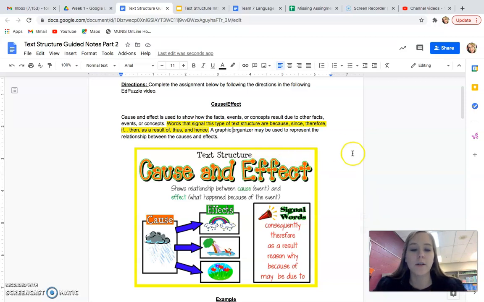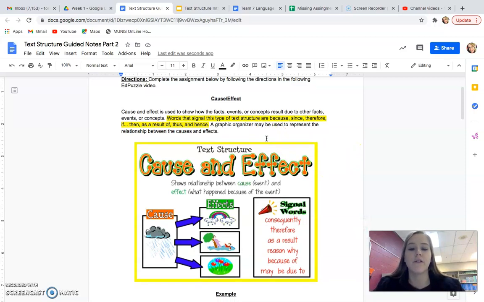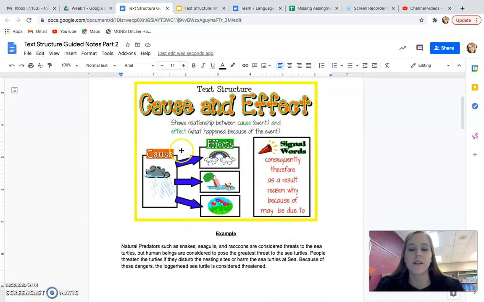A graphic organizer may be used to represent the relationships between the causes and the effects. So let's look at our graphic organizer here. On this side we have the cause, and the cause is rain, and the effects could be possibly a rainbow, this looks like some flooding, or the rain could help different flowers grow. So remember, cause and effect, we're telling how one thing leads to something else. The rain can lead to a rainbow, to flooding, or to growing flowers.